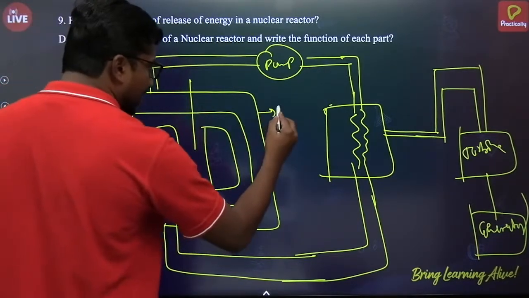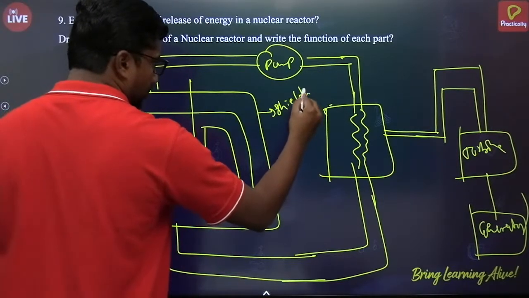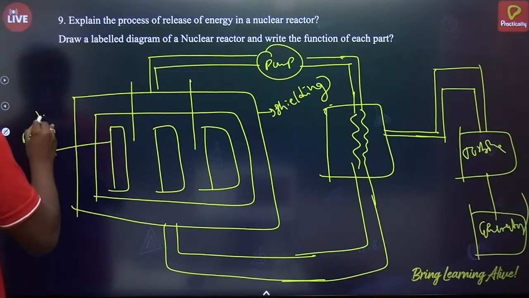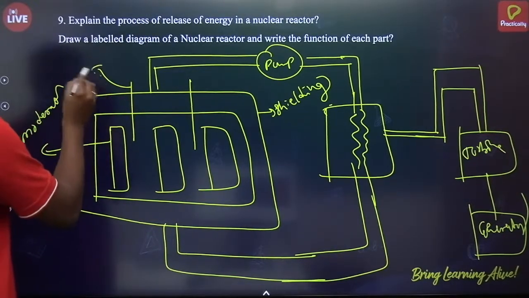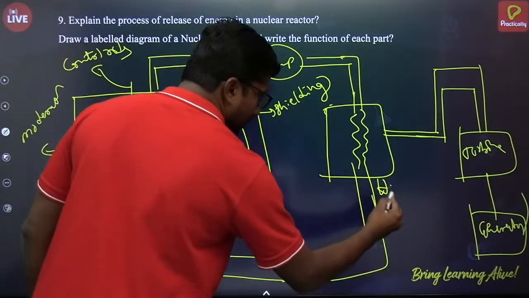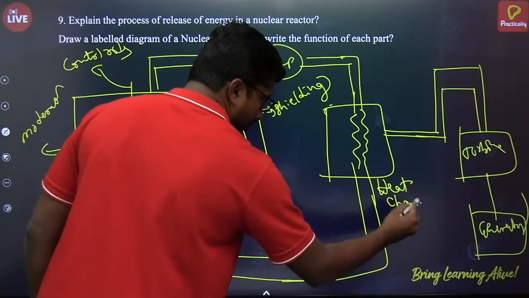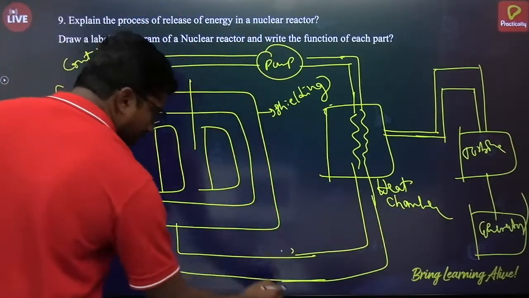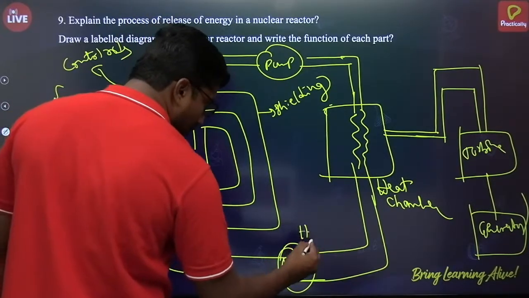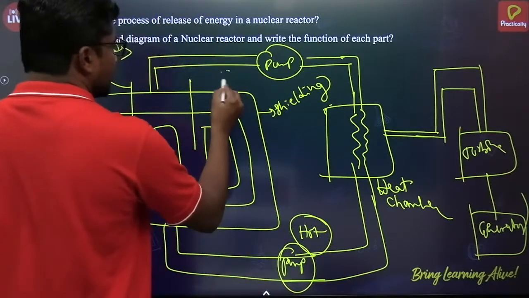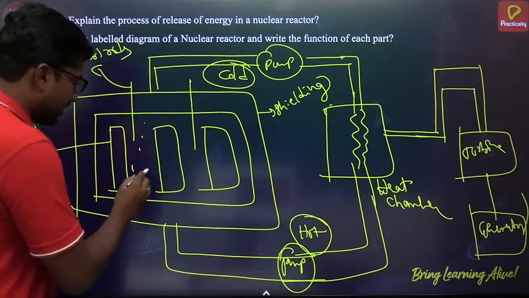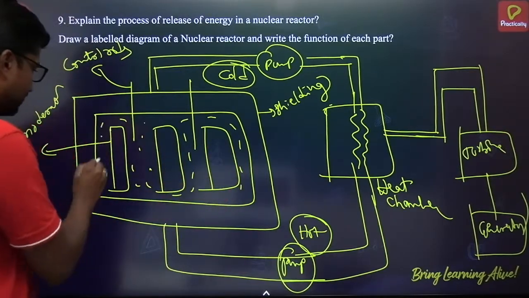This is the shielding, and this is the moderator, we can say. This is the control rod. This is the heat chamber. So there is a pump arrangement here, and also a pump arrangement there, one for hot water and the other for cold water. These are the general parts of the diagram, and inside it the fission process will occur.